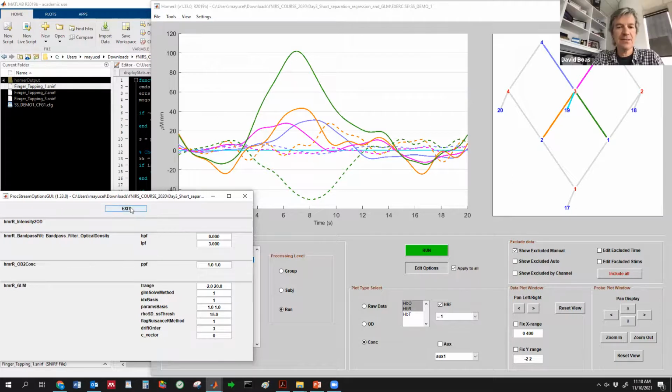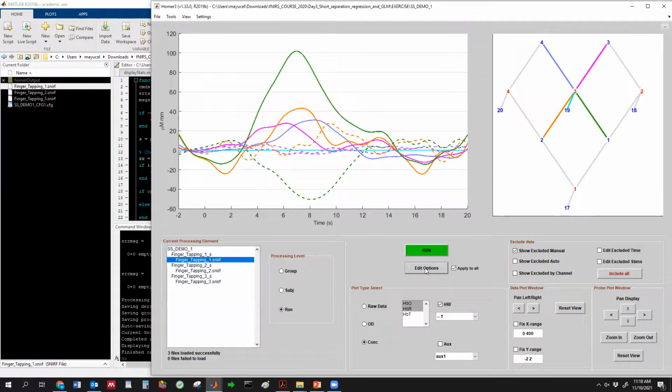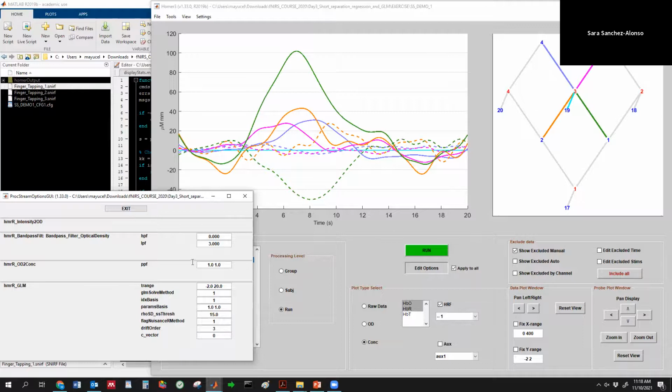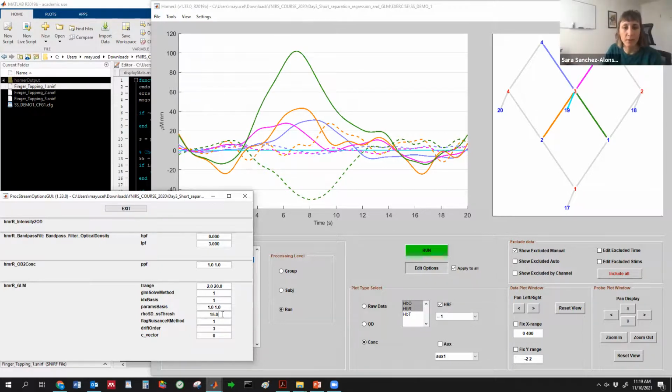Okay, can I ask a quick question? Let's say that we don't have short channels, but we have a high density array, and we want to use the average instead of the short channels. How would that be implemented in Homer? So let's say your medium separation channel is 18 millimeters. I would say let's use a threshold of 19 millimeters.